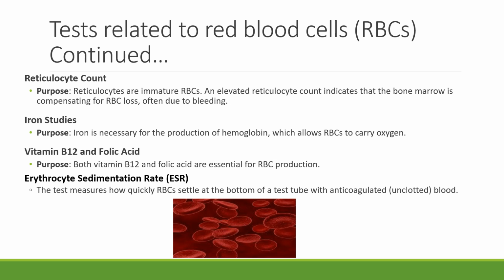Both vitamin B12 and folic acid are essential for red blood cell production. B12 deficiency can cause a form of anemia if absorption is impaired. B12 is absorbed in the ileum and requires intrinsic factor from the gastric mucosa for proper absorption.